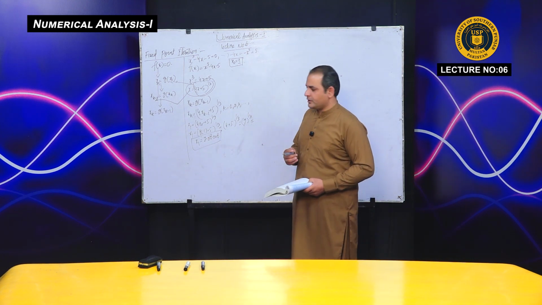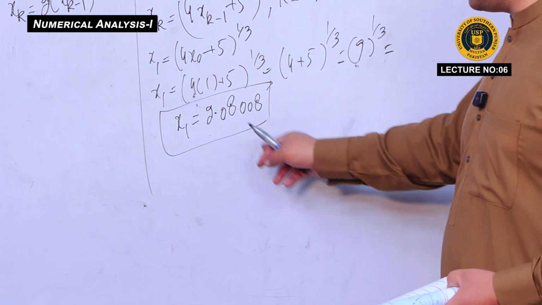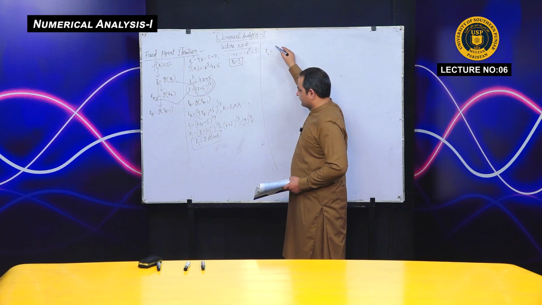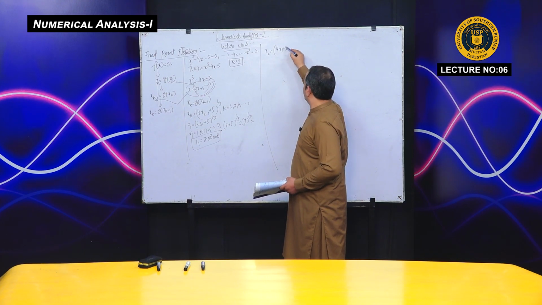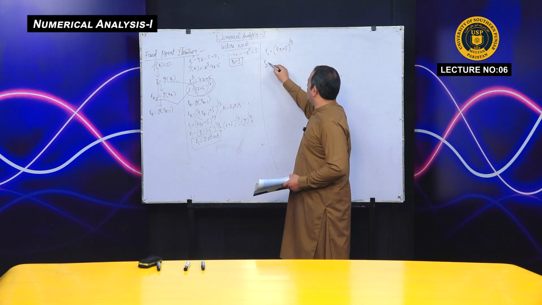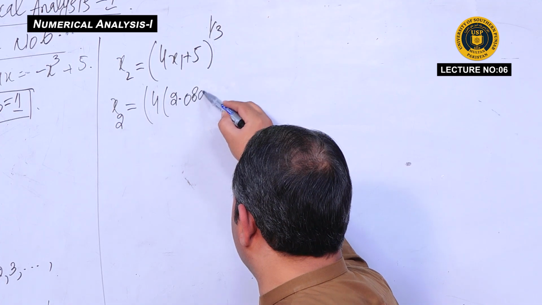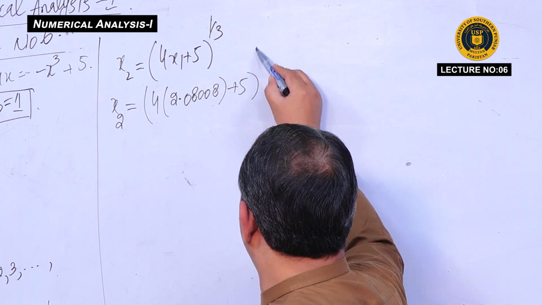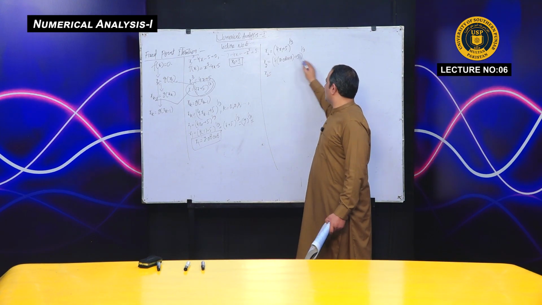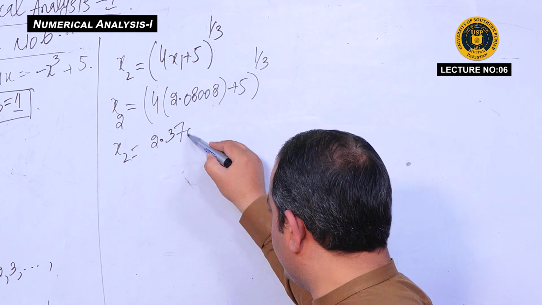Now find the next iteration. How do we find the next iteration? Put the value of k equal to 2 in this formula. You will find x2 by using the previous iteration x1. So x2 will be 4x1 plus 5 power 1 by 3. Now calculate the value of x2. This will be 4 into 2.08008 plus 5 power 1 by 3. You can calculate and simplify this. x2 will be 2.3704.